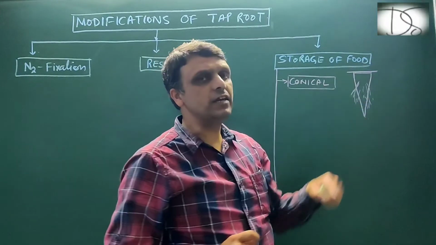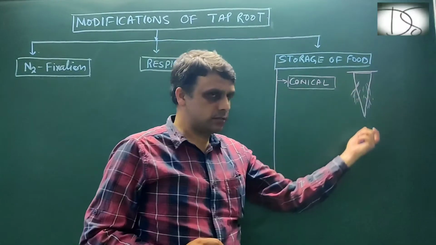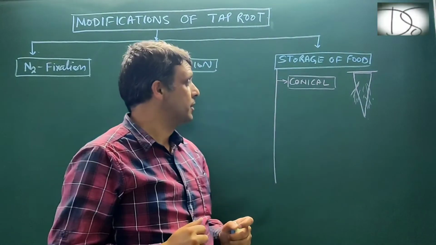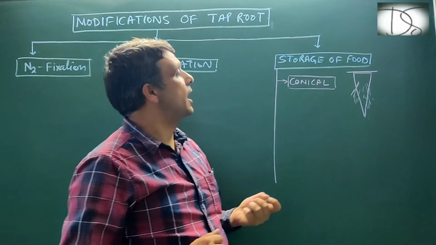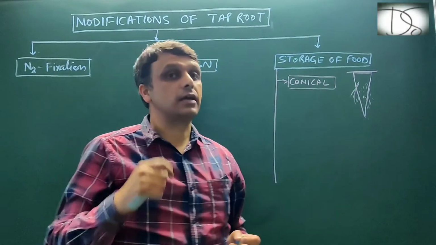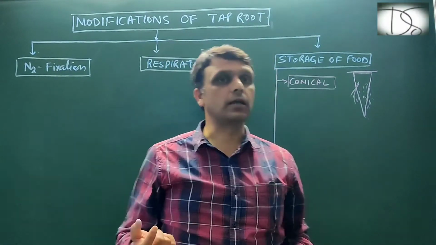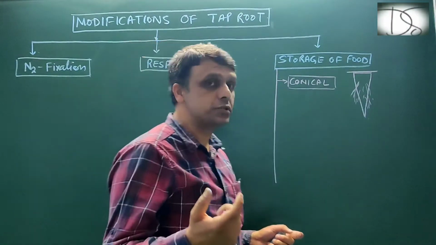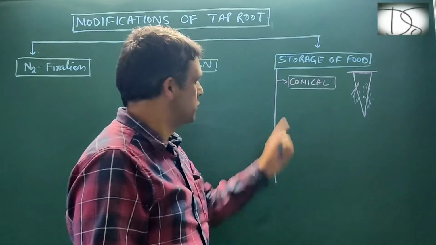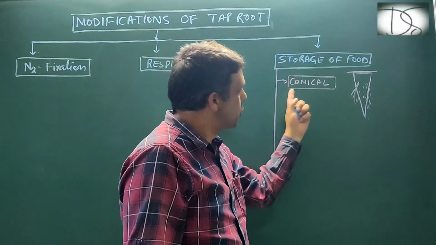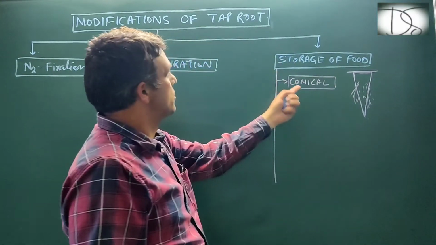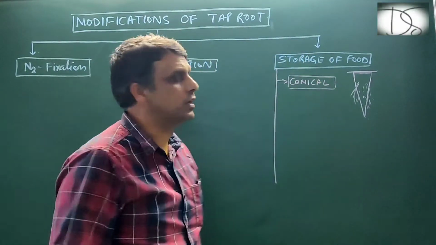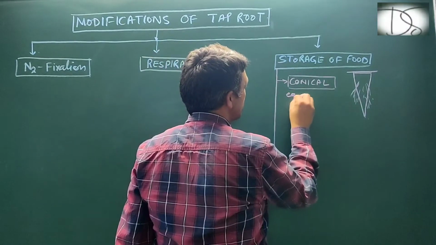Such type of leaves present in these plants are called radical leaves. These radical leaves are generally present in carrot, radish, turnip, and the stem present in all these plants is a reduced stem or discoidal stem. So here when we talk about the conical modifications of taproot, which is there for the storage of food, example is carrot.